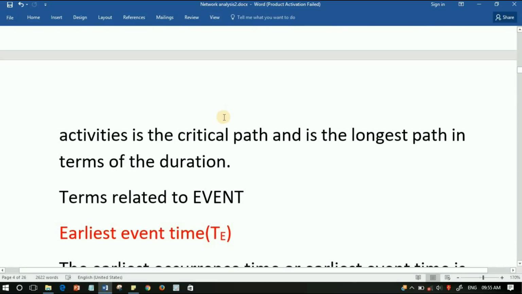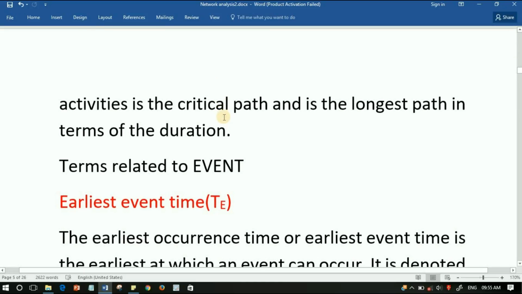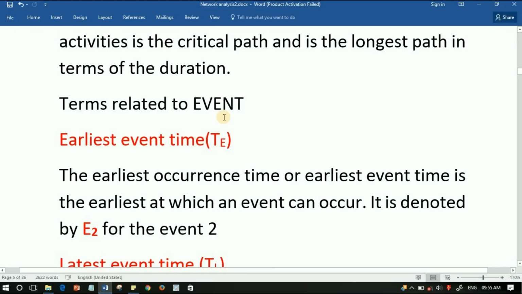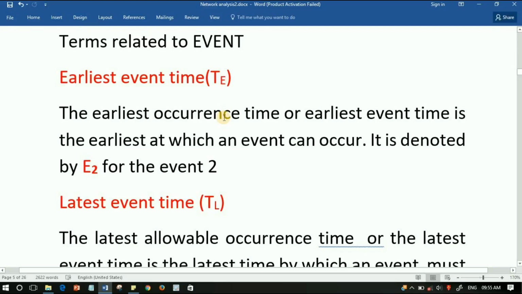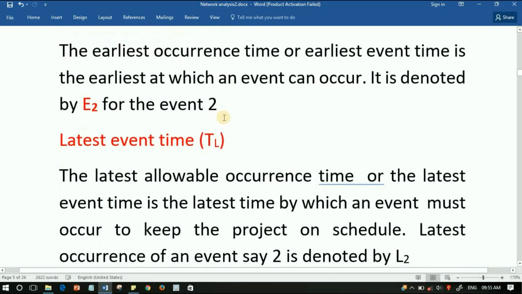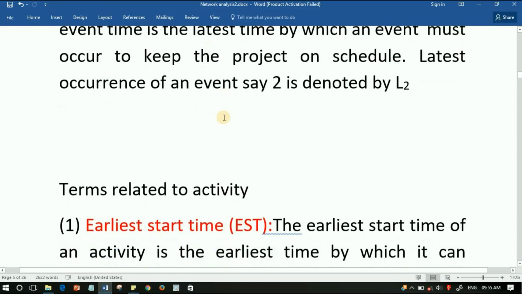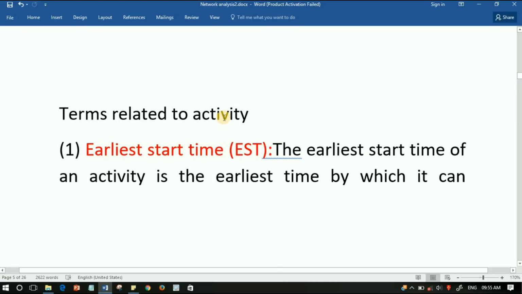Now we are going to discuss terms related to events. First of all, we discuss the earliest event time. The earliest occurrence time or earliest event time is the earliest time at which an event can occur. It is denoted by E2 for event 2. Second is the latest event time. The latest allowable occurrence time or the latest event time is the latest time by which an event must occur to keep the project on schedule. The latest occurrence of an event is denoted by L, and for event 2, it is denoted by L2.